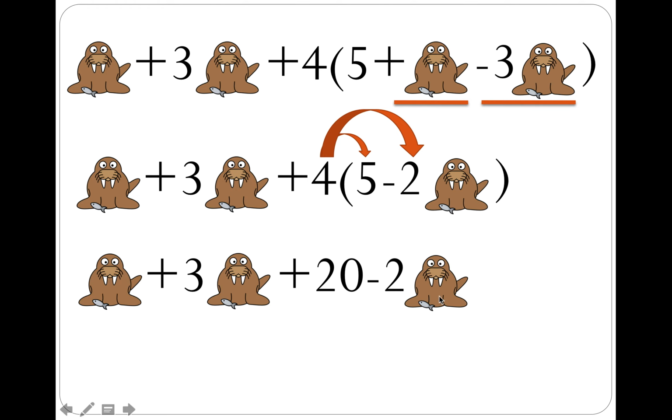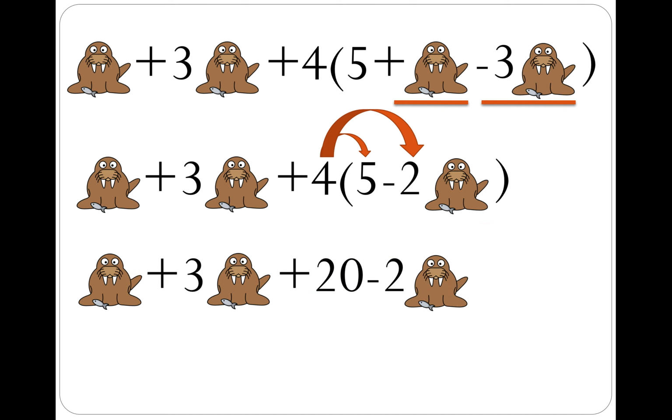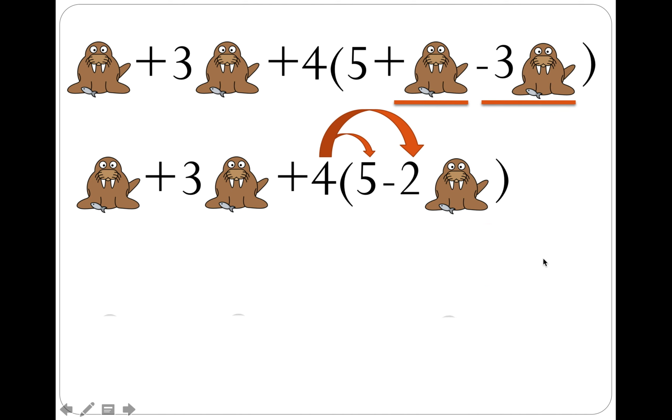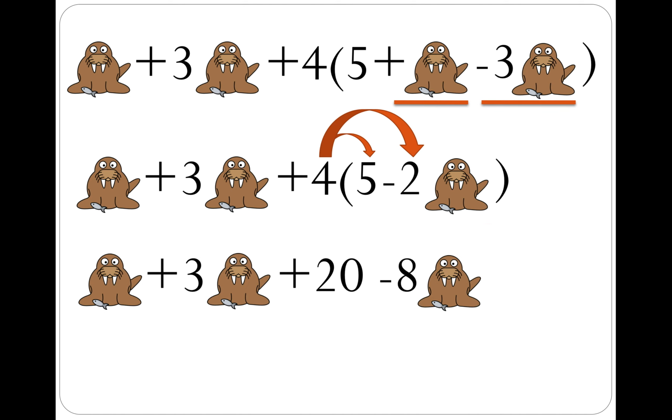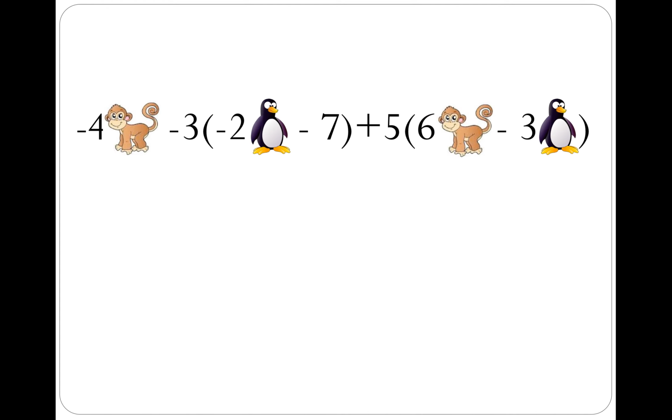This is the most common error students make in distribution, forgetting to multiply by both of the terms inside the cage. Luckily, I did that on purpose to show you a common pitfall. So let's fix that, and it should not be minus 2w here, it should be minus 8w. There we go. Now let's combine all the walruses. 1 plus 3 is 4, minus 8 is negative 4, so our final answer is negative 4w plus 20.